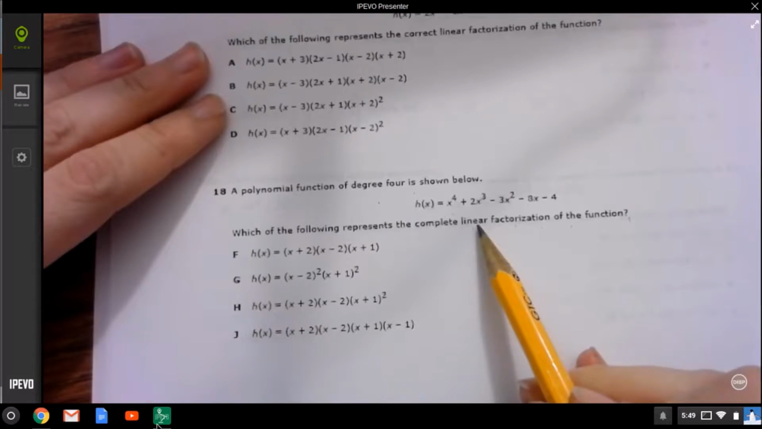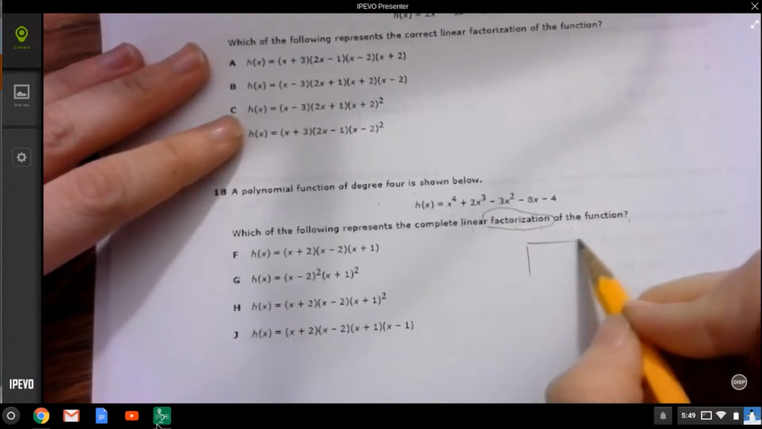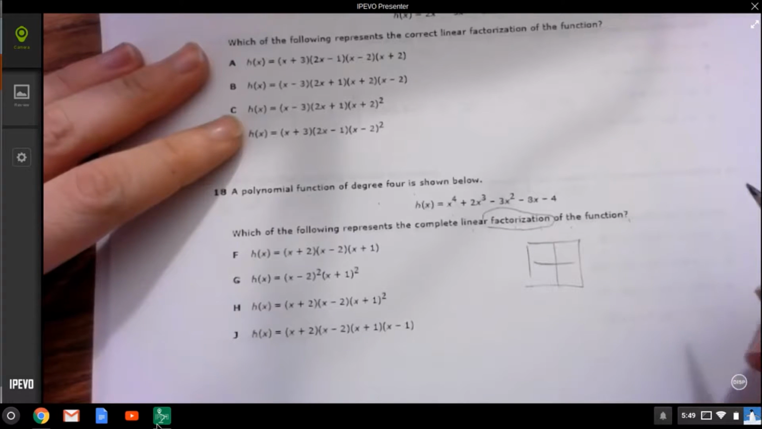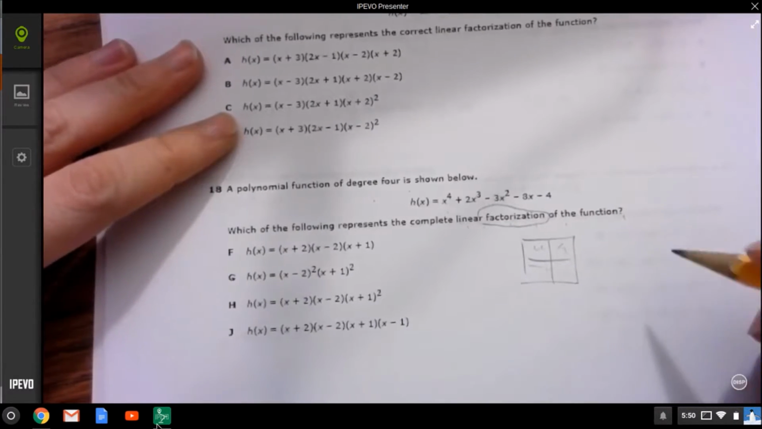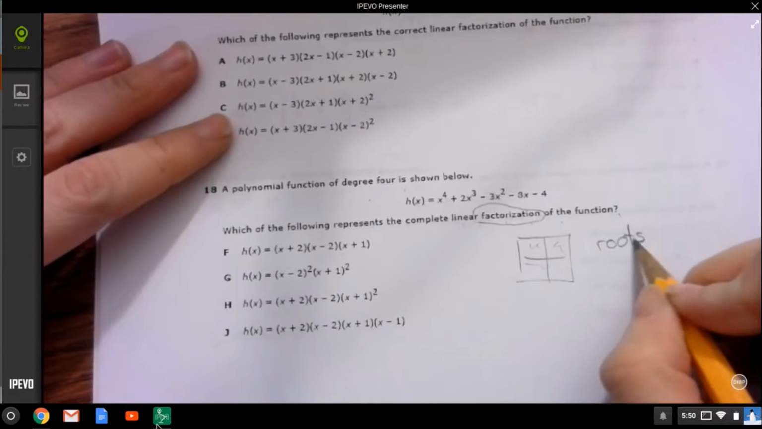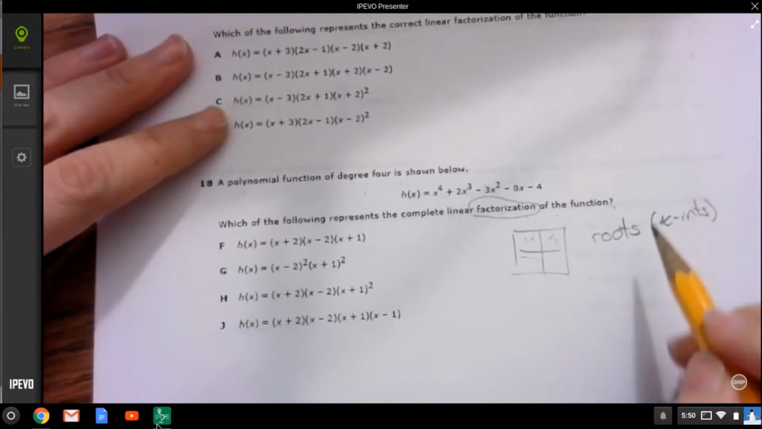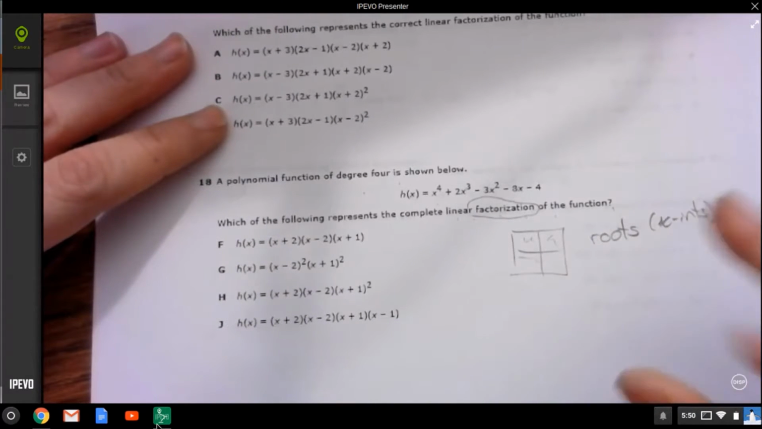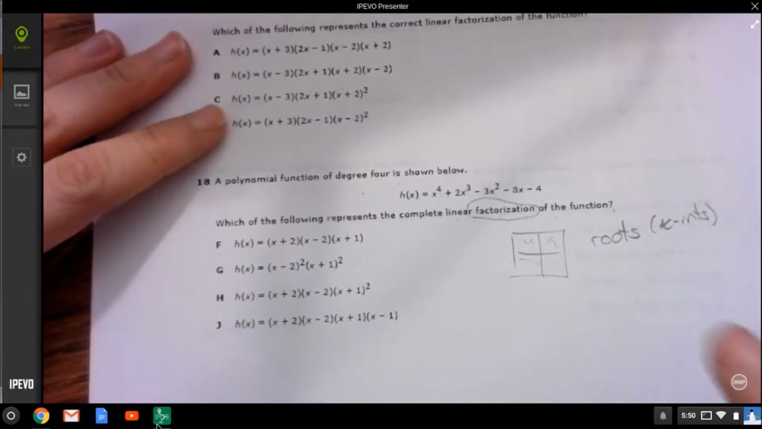So remember, when you see the word factorization, there's a couple things you want to think of. You want to think of a reverse box method where we have all the stuff inside. You want to think of roots or x-intercepts. And remember, if you can find the x-intercept, then you can, in most cases, just flip the sign and that'll give you the factor. So let's try this one.